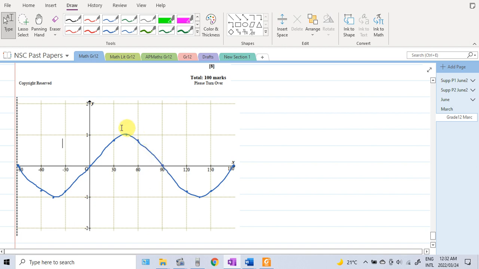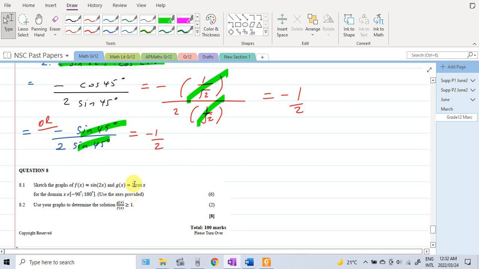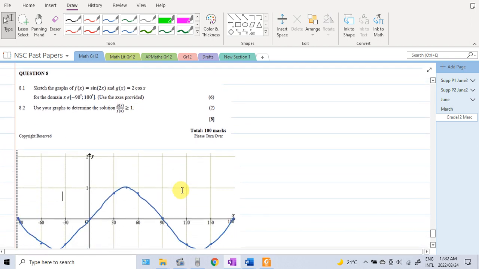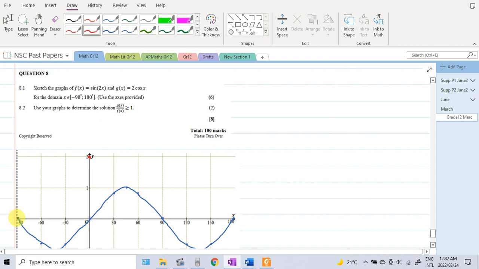Just looking at the cos graph, 2 cos x, the graph needs to start at 2 and come down. Cos of 0 is 1, so it has to go through there. Let's go back up. At minus 90 the value is 0. Perfect. At minus 60 the value is 1.